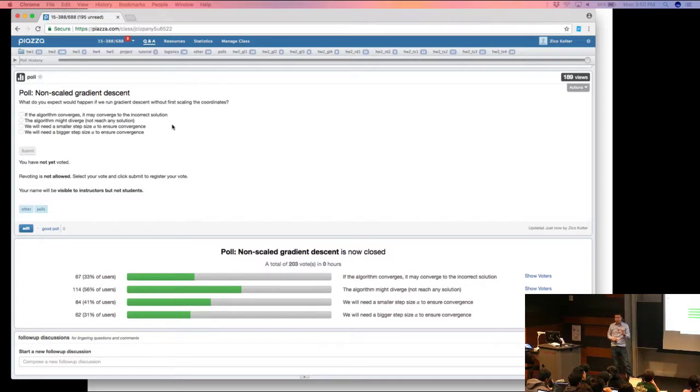How about number 2? Who wants to say why number 2, the algorithm might diverge? Basically, it will not ever reach a point where it stops moving. Someone argue why it won't diverge?